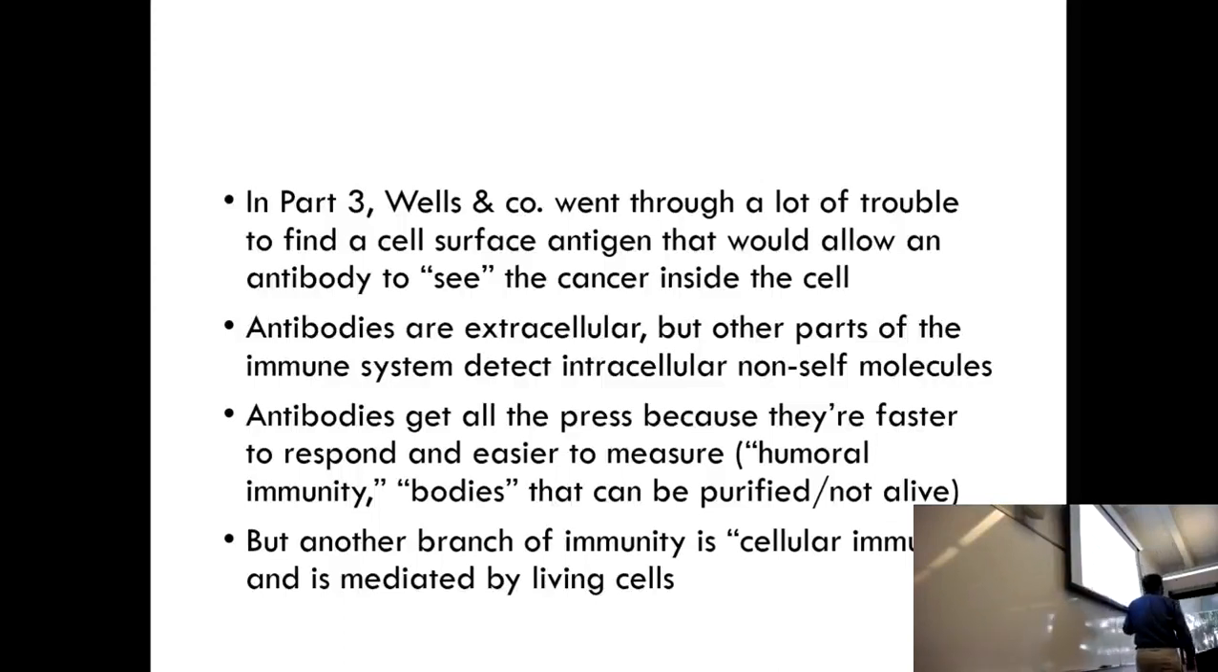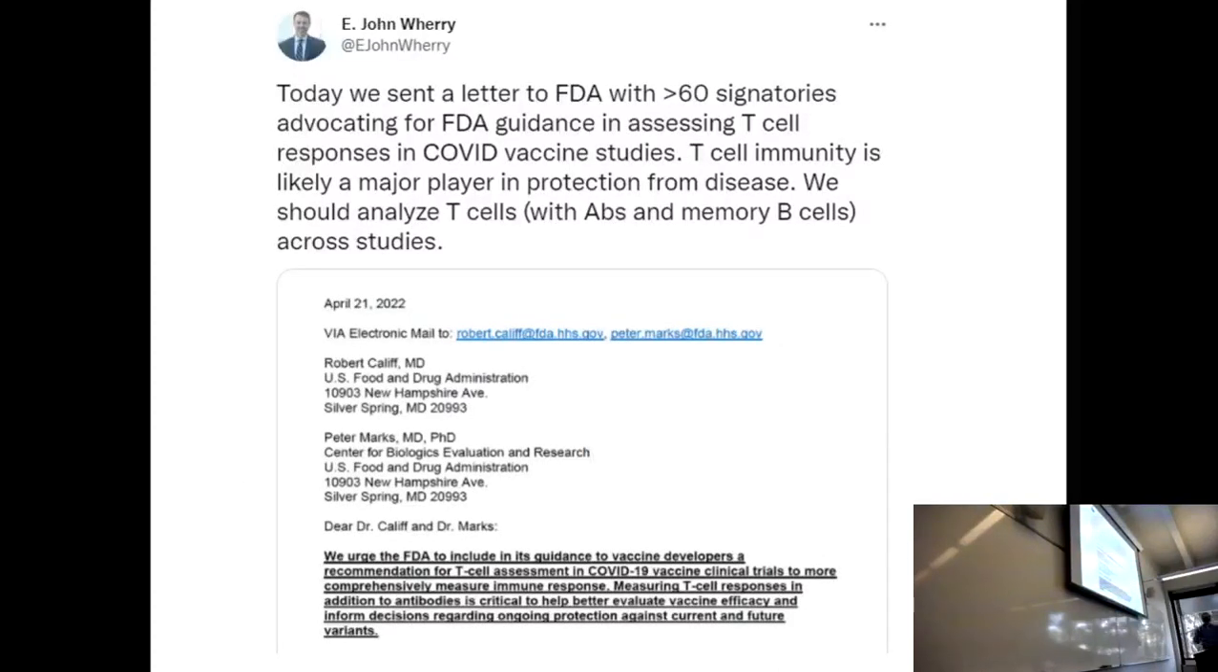But it's a different branch of immunity. It can do different things, and it's trickier to deal with in the lab. It's also slower in real life. So the antibodies are fast and easier to deal with. But there's a whole other branch, and this branch is important. This is interesting. This is a letter that was just recently sent to the FDA. There are 60 signatories on it, most of them prominent scientists running their own labs. And they were advocating that FDA look at T-cell responses to COVID rather than just antibodies.